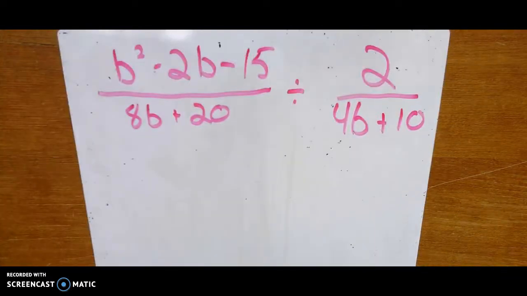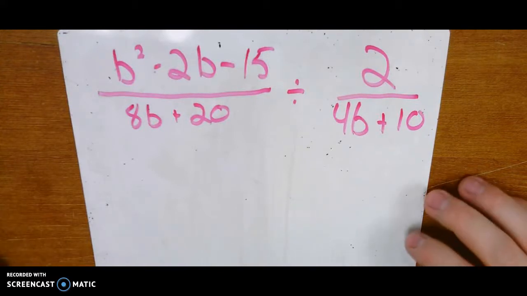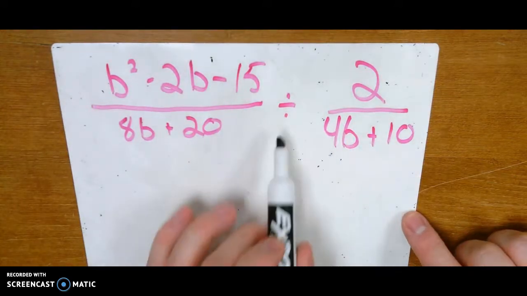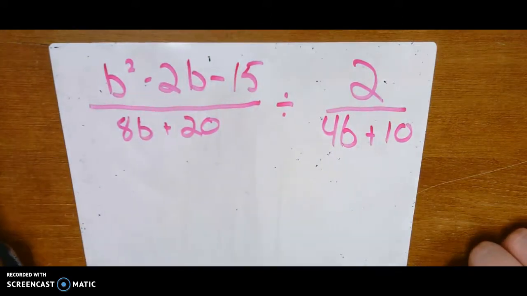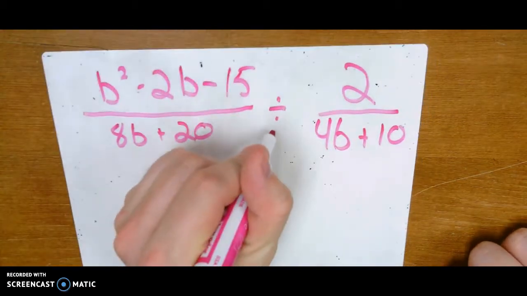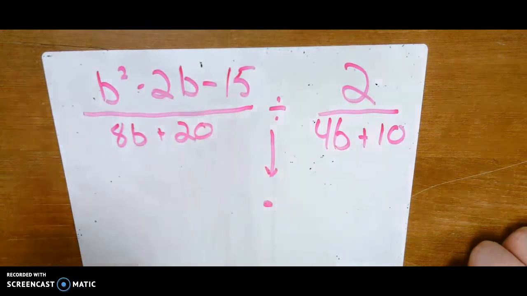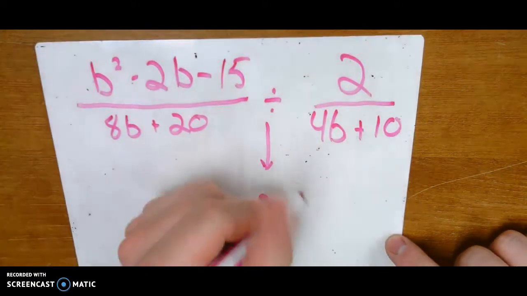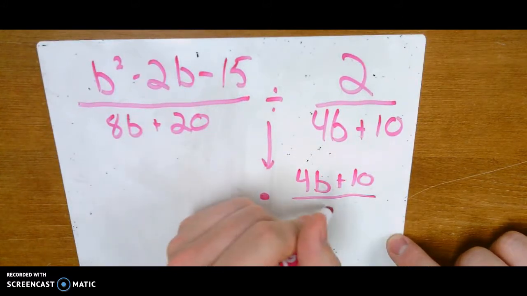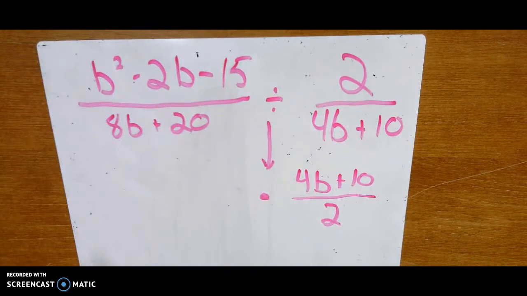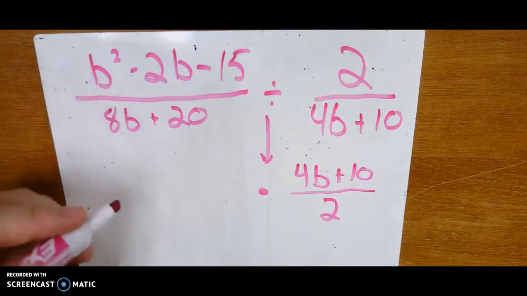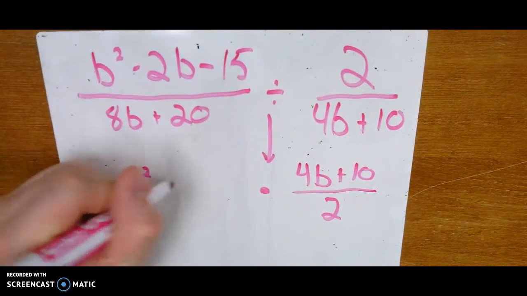Division is extremely similar to multiplication, however, it has one first step. In order to divide a fraction, dividing a fraction is the same as multiplying by its reciprocal. So instead of thinking of this as a division problem, let's think of this as a multiplication problem. But we have to use the reciprocal of that second expression. So instead of 2 over 4b, it's going to be 2 over 4b plus 10 over 2. The first expression will not change at all.